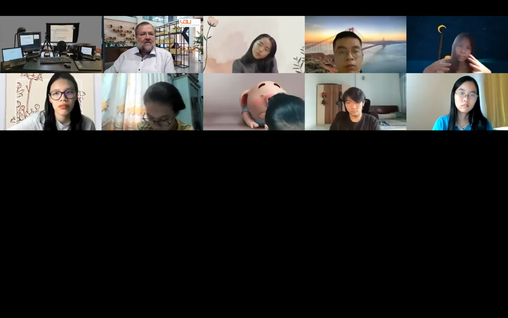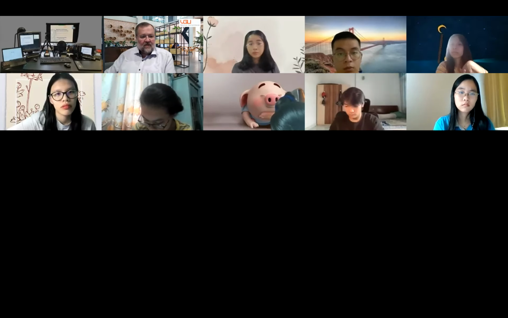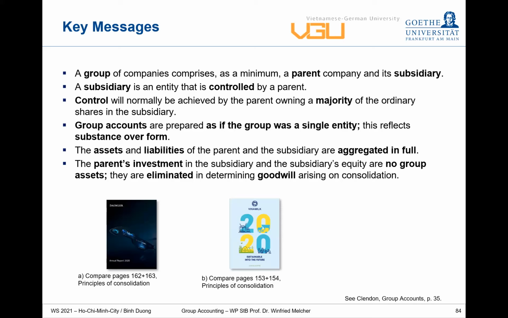So I will just close this and then share my screen again. Okay, so we have gotten some insight from the Daimler and from the Wiener Milk case, and we can clearly see that these principles of group accounting work in both IFRS and VAS, although the amounts will of course be a little bit different because measurement is different under VAS compared to IFRS.